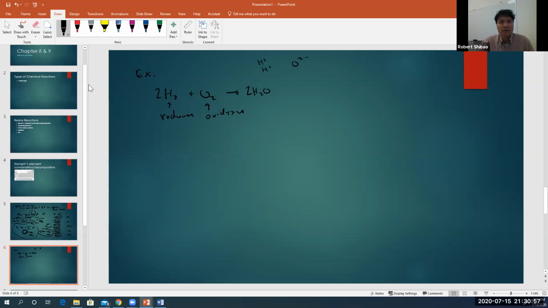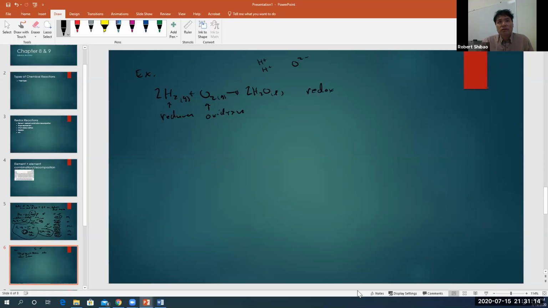And then we add the states. It's gas normally, this is gas normally, and this is liquid normally. So we just added their normal states. So this is called a redox, element plus element redox reaction.